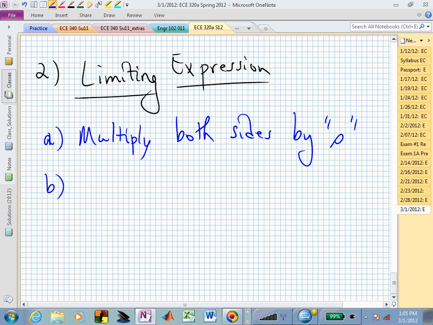The next thing we do is on both sides of the equation, we take the limit as s goes to infinity. Because the partial fraction expansion is valid for all s, let's just let s go to infinity. Okay?